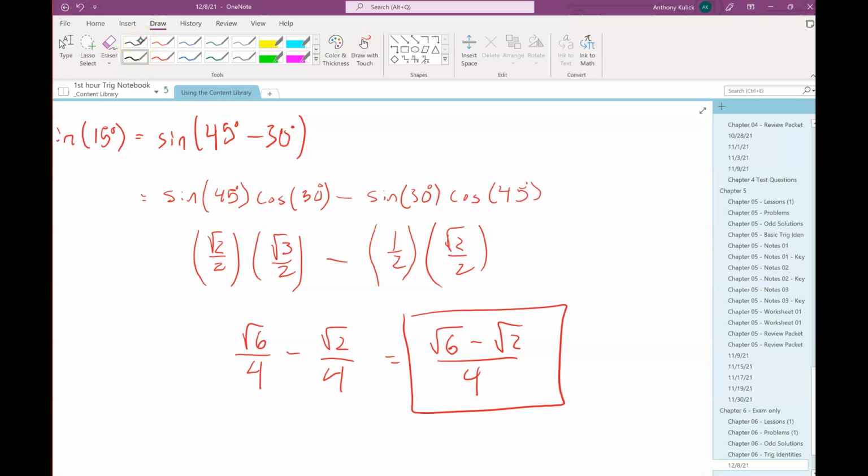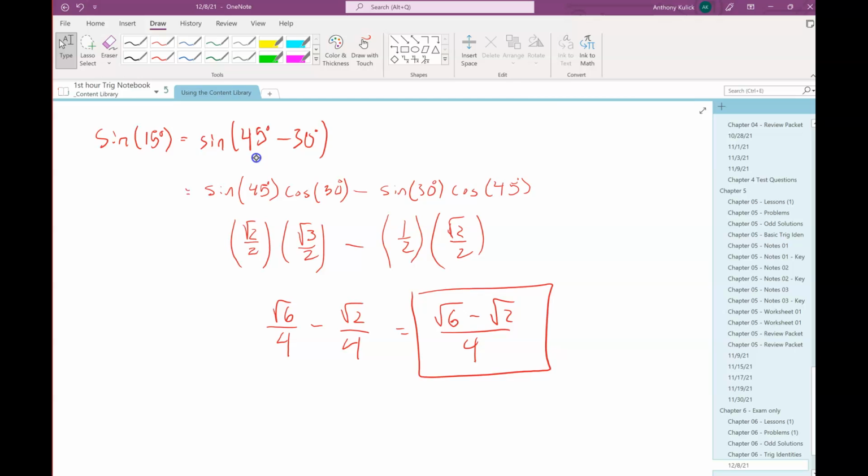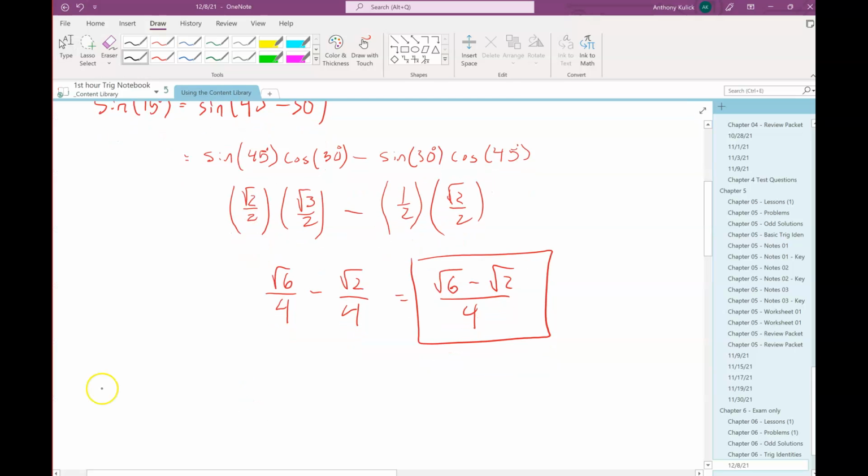Does that feel okay? Nothing too tricky about that, right? You're just basically plugging stuff into the formula and then evaluating with the unit circle, which are all things that we've done before. Let's do one more example with an addition or subtraction one, and then we'll move on and do some other examples.